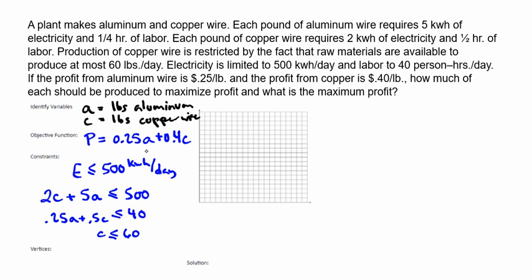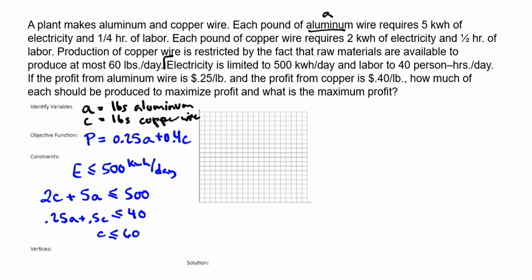All right, and then I started reading through this, and there's a lot to decipher here. So it talks about each pound of aluminum, so this is with A, requires 5 kilowatt hours of electricity and 1/4 hour of labor. Okay, so we need to go down here. Oh, and copper also requires 2 kilowatt hours and 1/2 hour of labor.